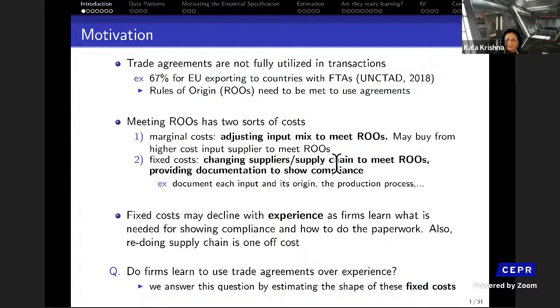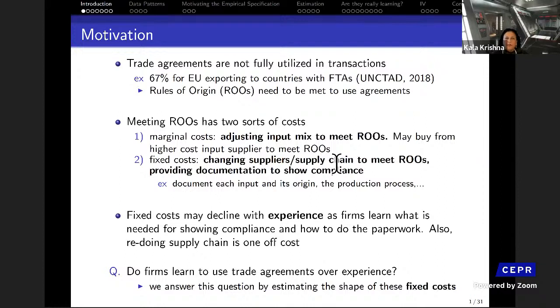And they have two kinds of costs. First, you have a marginal cost, because to meet rules of origin, you have to make the product in a particular way, either some transformation or using some particular inputs. And of course, when you restrict what you can do, you raise costs. So marginal costs rise. Secondly, there are fixed costs. What are these fixed costs? Well, if you have to buy your inputs from particular people, then you have to change your suppliers, your supply chain. That's a one-off cost. You also have to learn how to deal with all the documentation, and how to get the information that you need in order to fill those documents out. I'll tell you more about this in a minute.